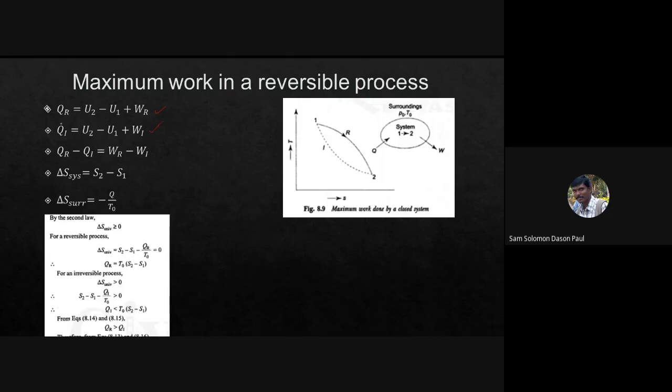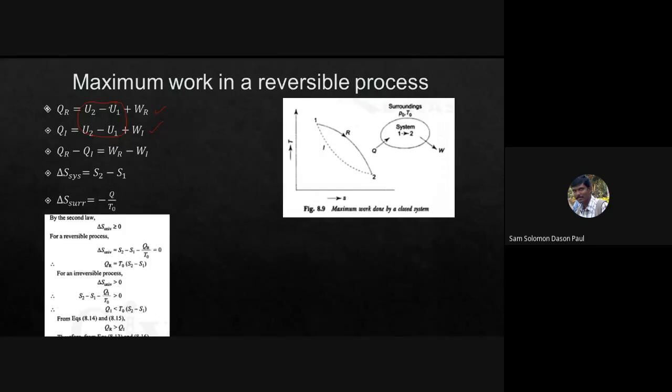And to find the difference, QR minus QI, because heat and work are path functions. So if you have a different path, there is going to be a variation in the amount of heat transfer and the amount of work transfer. So QR minus QI, this U2 minus U1 is going to be the same, because this is dU, and dU is a point function, and you have the same points 1, 2, with two different paths. So U2 minus U1 is going to be the same for both the reversible path and the irreversible path.